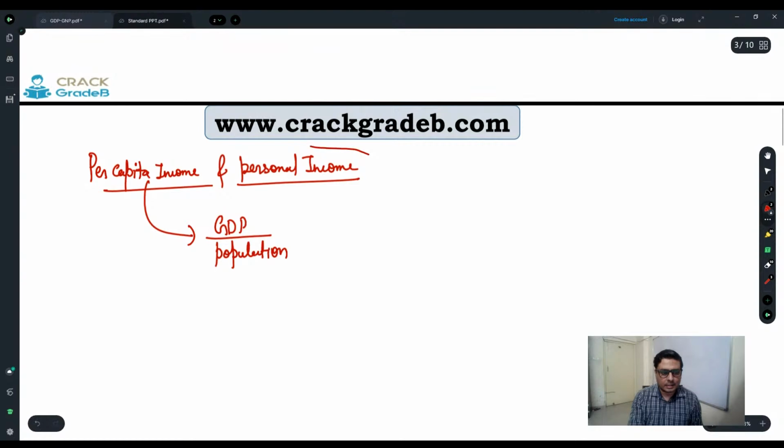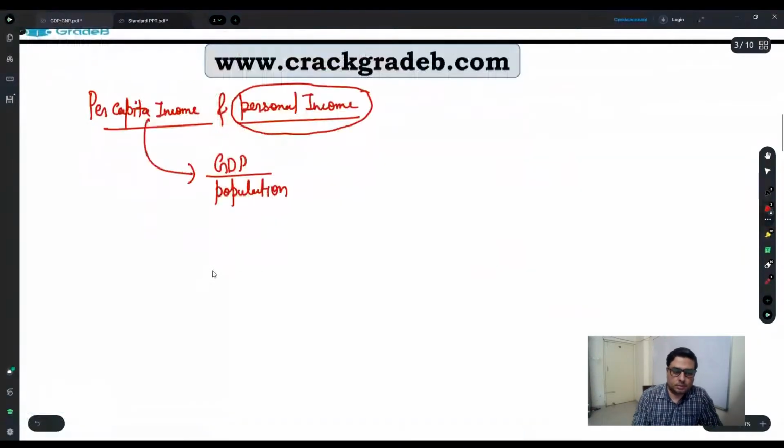But how can we get the concept of personal income? You have to pay attention here. Initially, I calculated GDP at market price. Then I subtracted indirect taxes and added subsidy, and we got the GDP at factor cost.